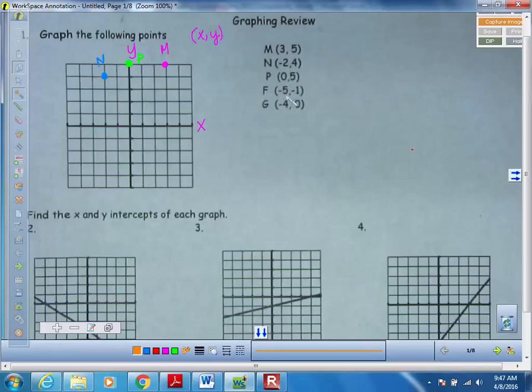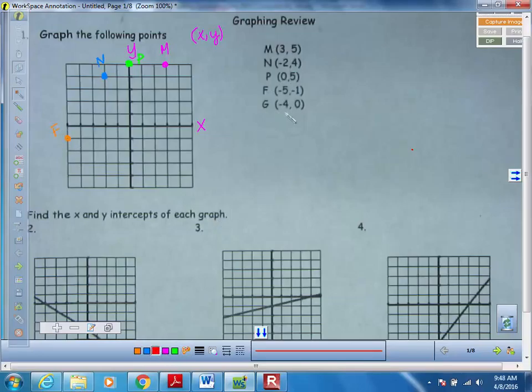Then for F, if my x is negative, which way am I going? Left. So I'm going to go left 1, 2, 3, 4, 5. And am I going up or down since 1 is negative? Down. So that would be F.